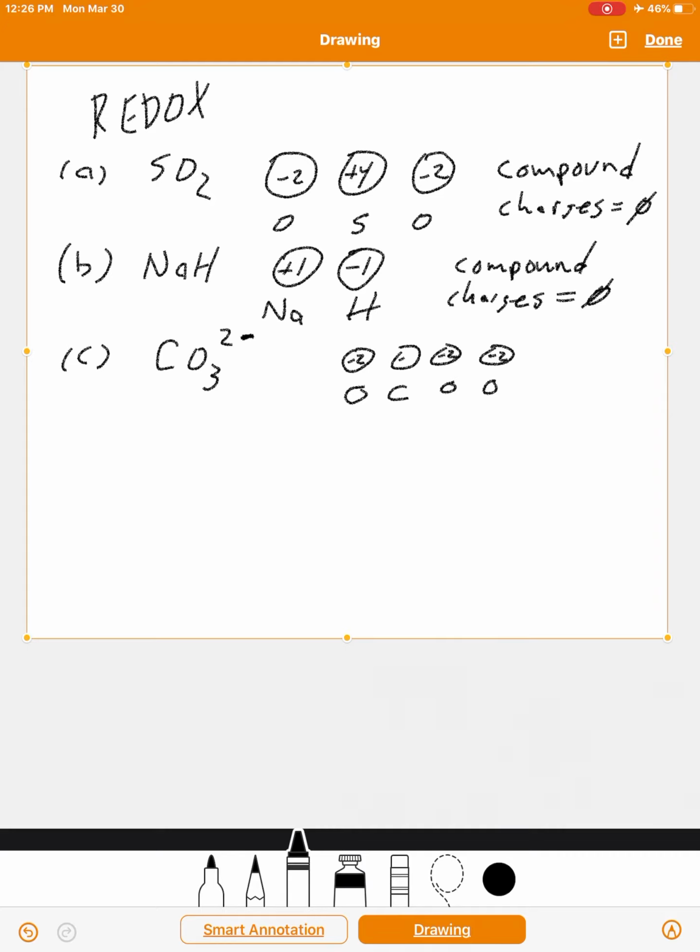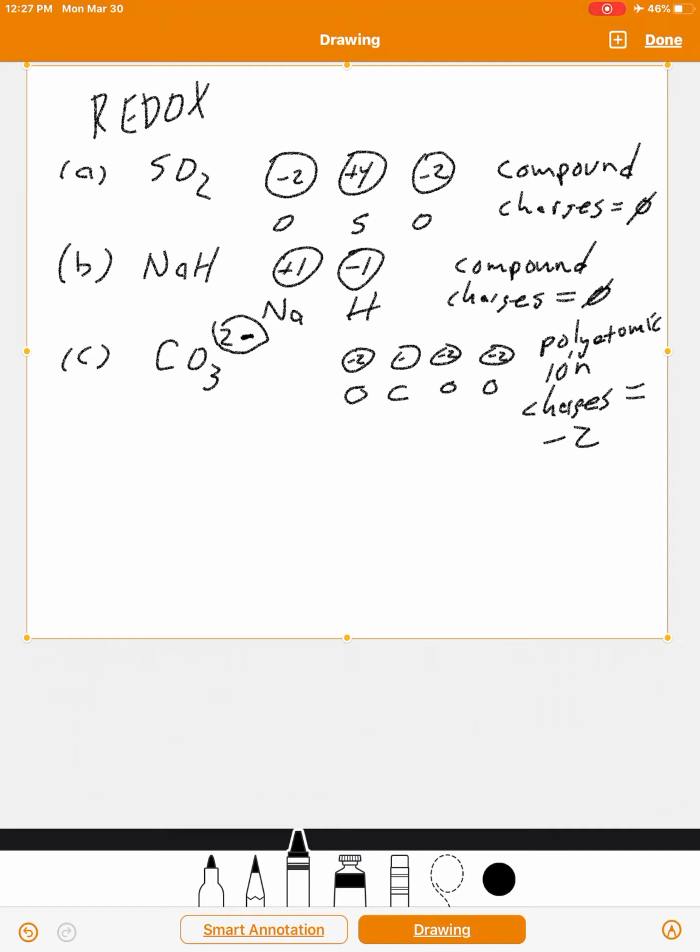Now here's the tricky thing. In a compound, the charges add up to 0. In a polyatomic ion, they add up to the charge of the ion. So they wouldn't add up to 0 in this case. They would add up to -2. Polyatomic ion. Charges add up. In this case, -2, because the -2 is the charge that's shown there.